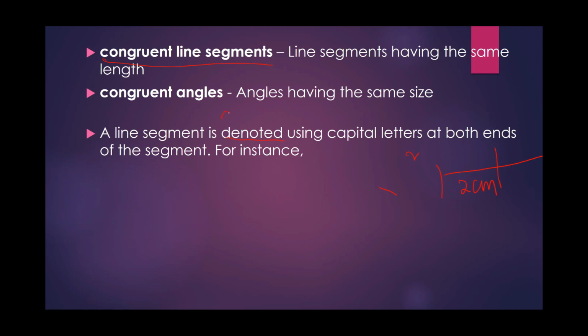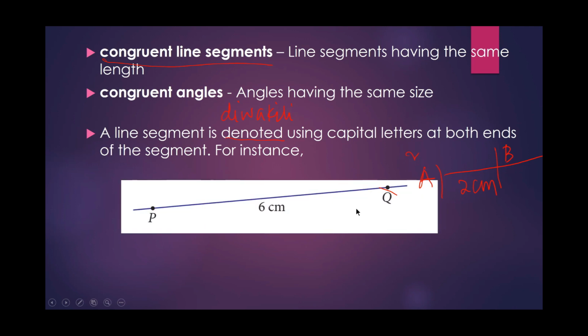Okay, from the letter. For example, if I have AB, then I will mention this is line AB. For instance, you have this P and Q at the beginning and at the end of it. So this is line PQ. The measurement is 6 centimeters. So we just need to mention thus PQ is equal to 6 centimeters.